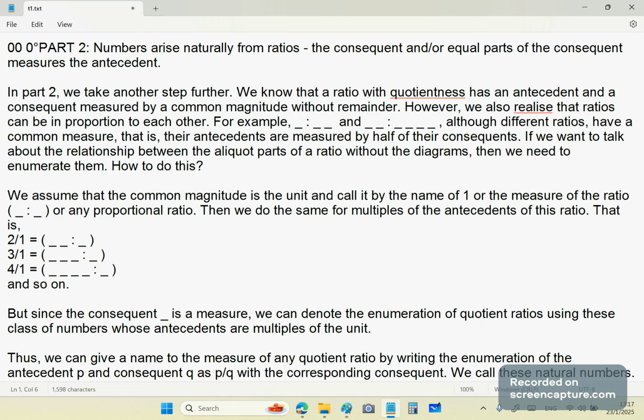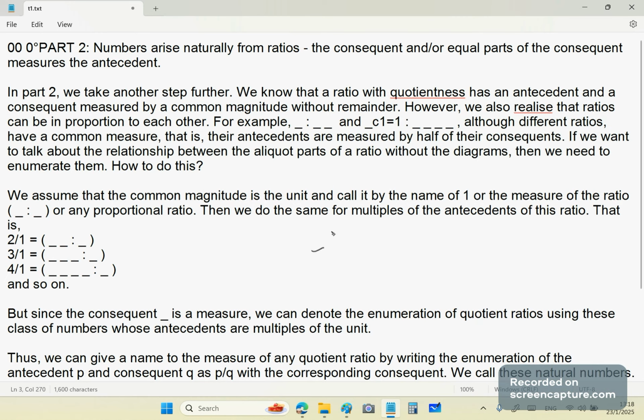So if we want to talk about the relationship between the aliquot parts of a ratio without the diagrams, then we need to enumerate them. How do we do this? For this, we need to assume some kind of scheme where we can name these parts and enumerate them. So we assume that the common magnitude is the unit, and we call it by the name of 1. It's actually 1 over 1, but we call it by the name of 1. And so we'll see that 1 is equal to the measure of this ratio.